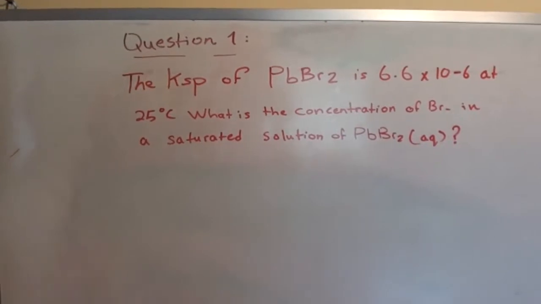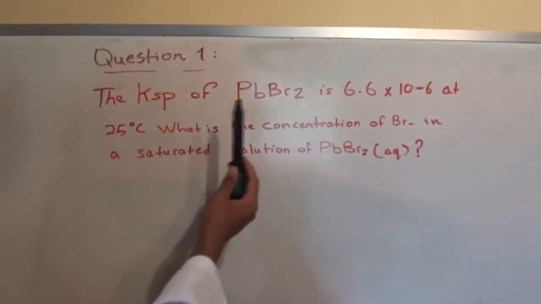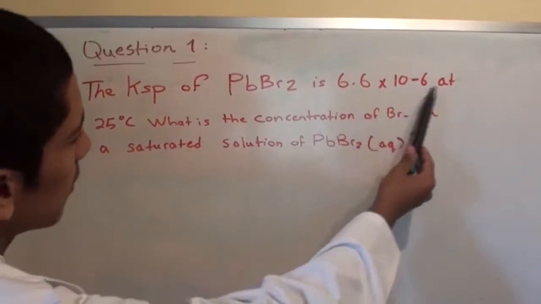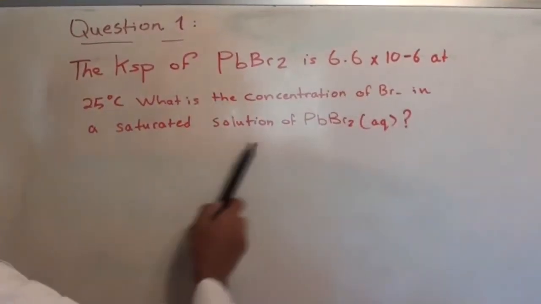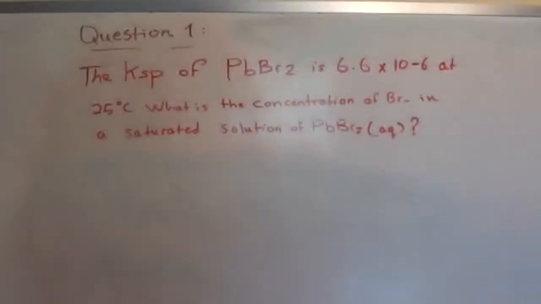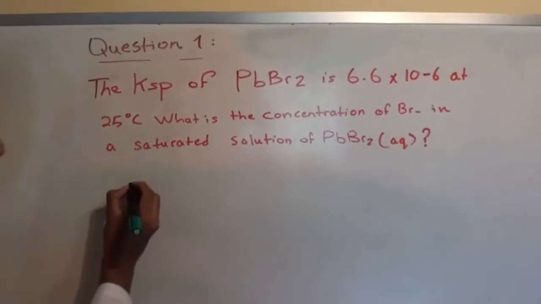Okay, here's Dr. Hamid and I'm back again. Here's the question. The KSP of PbBr2 is 6.6 times 10 to the power of negative 6 at 25 degrees Celsius. What is the concentration of Br minus in the aqueous solution? Nice, it's an easy question as you can see. Now for step 1, let's do the answer.